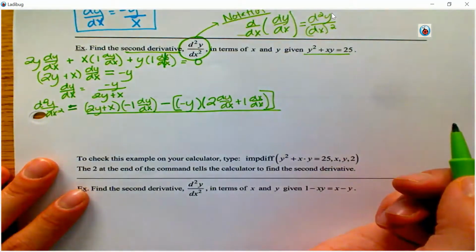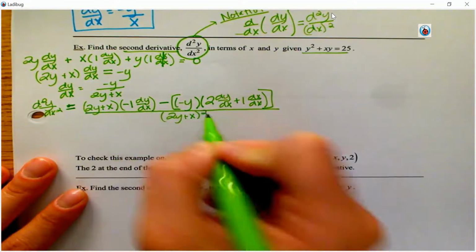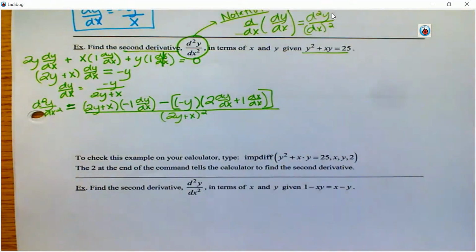What do I have to put that over? 2y plus x squared. I forgot to do that last hour, and so it was a mess. We'll go back and try to fix it. Okay, is there any questions on how I did that first step? Okay, so now we just have a bunch of algebra we have to simplify now, which is the messy part.